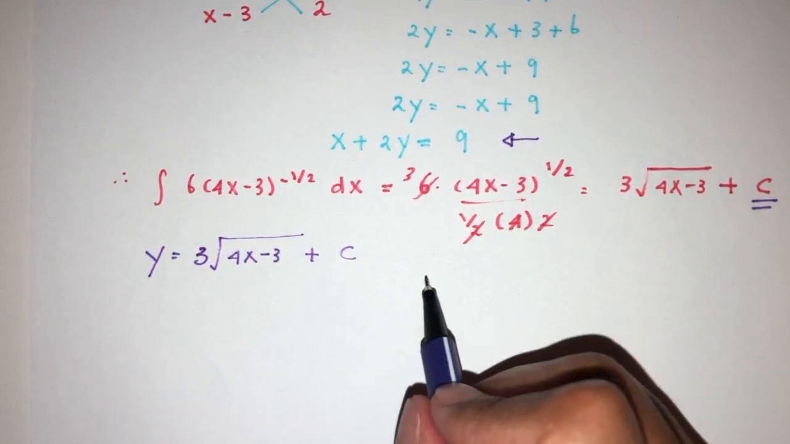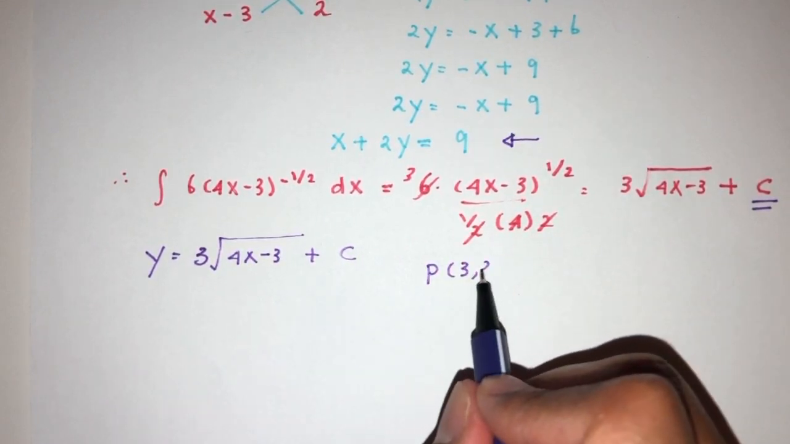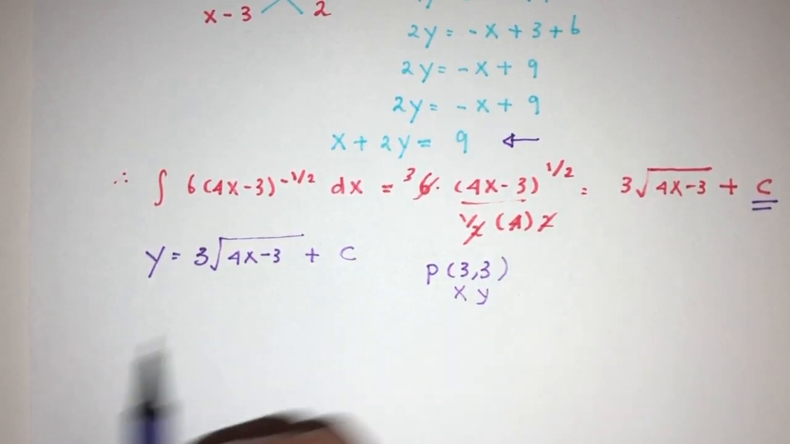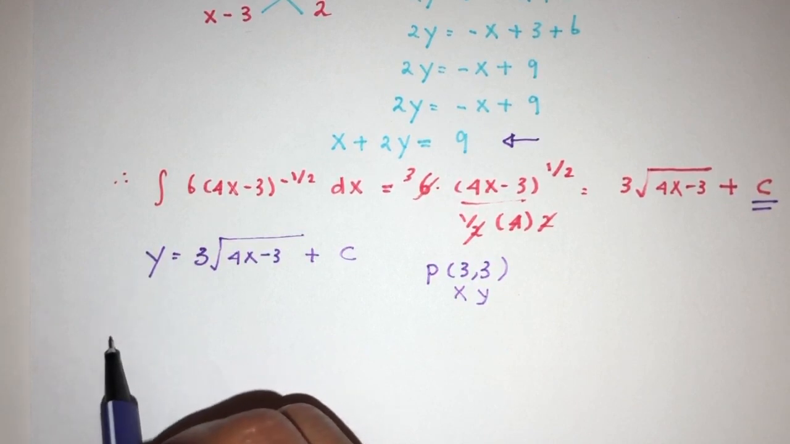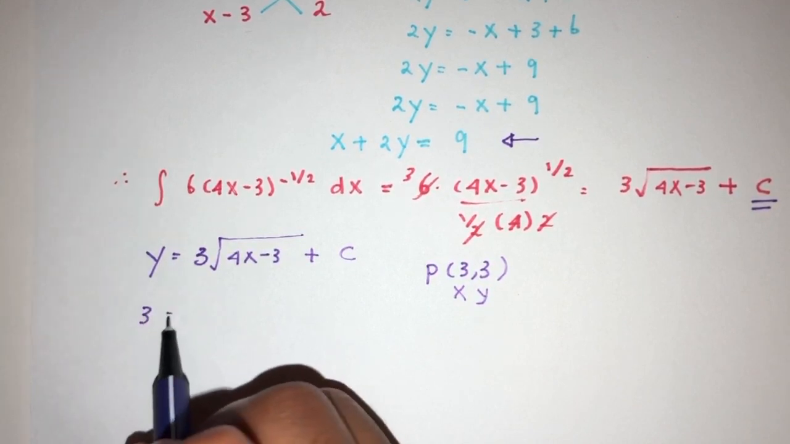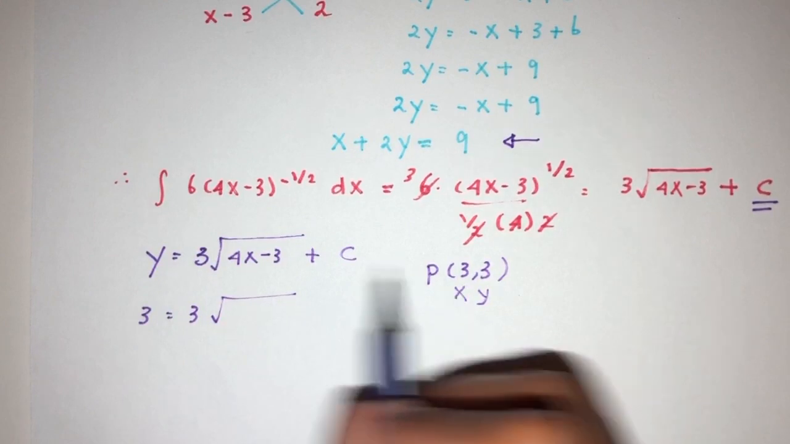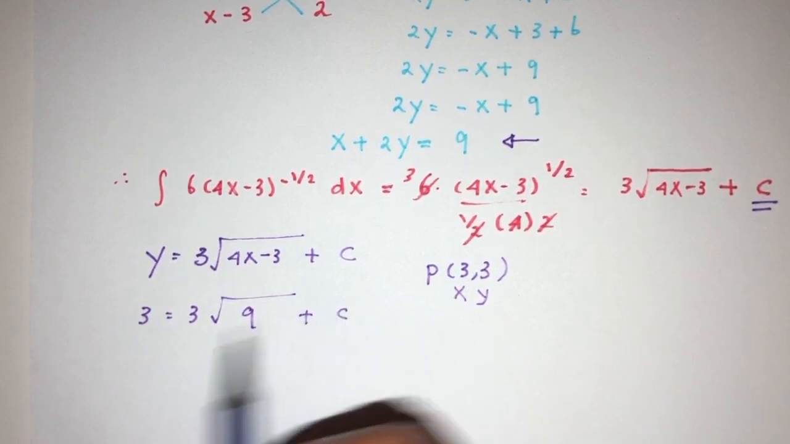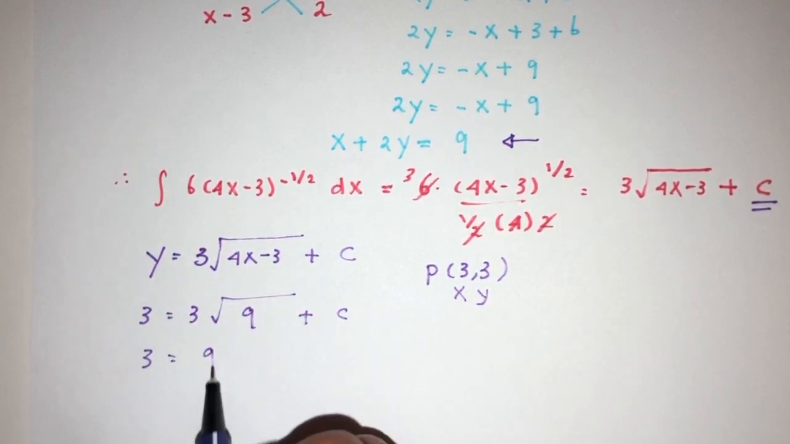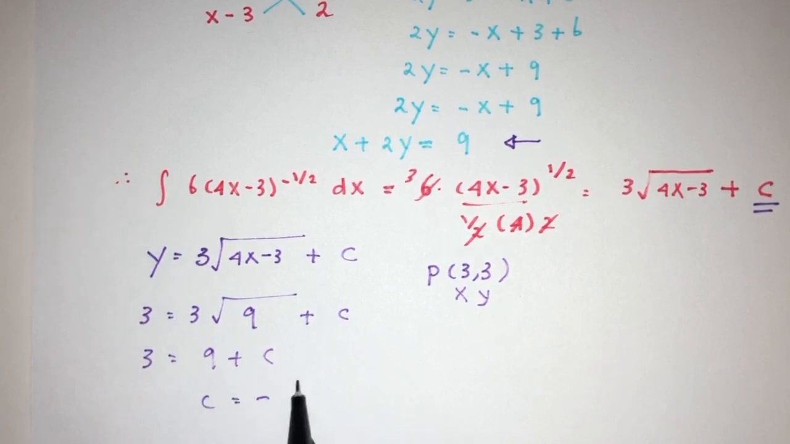So we know we have a passing point of (3, 3). We can use that to find the value of c. So 3 here will be the value of y, and 3 will be the value of x. That should be 9 plus c. So 3 equals 9 plus c, so c will be minus 6.